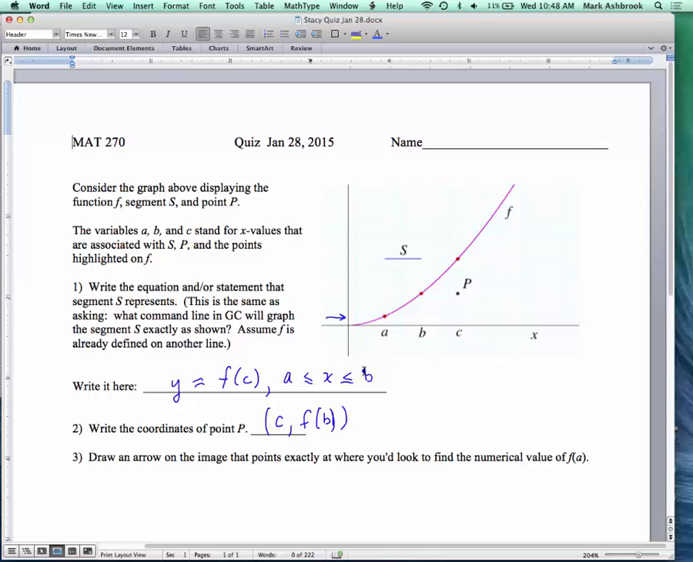So far, there are 8 points possible, right? 1, 2, 3, 4, 5, 6, 7, 8. And then once you got that score, add 2. Everyone gets 2 points for free. Add 2 more, and it's out of 10. Does it make sense?